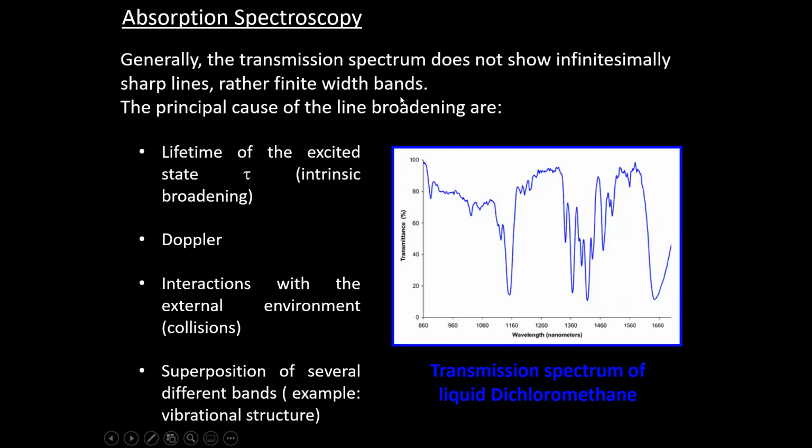Now, if you take a typical liquid, for example dichloromethane, in the liquid state, and you measure its transmittance, here you have the wavelength in nanometers. From 860 to 1660 we are in the near infrared. Remember that the visible gets up to 780 nanometers. The dark red is 780, so we are in the near infrared here.